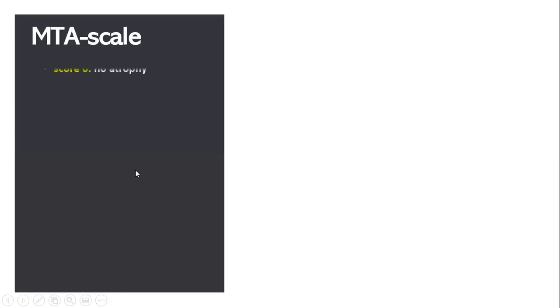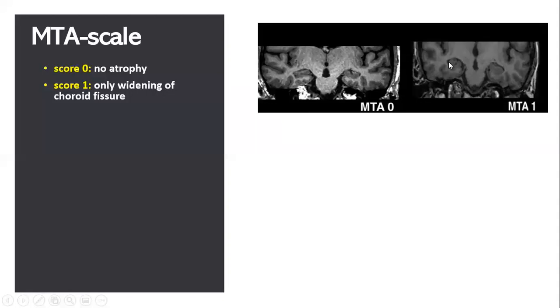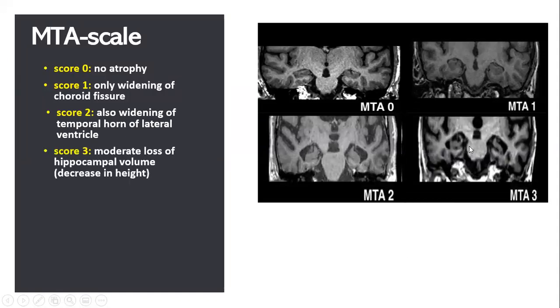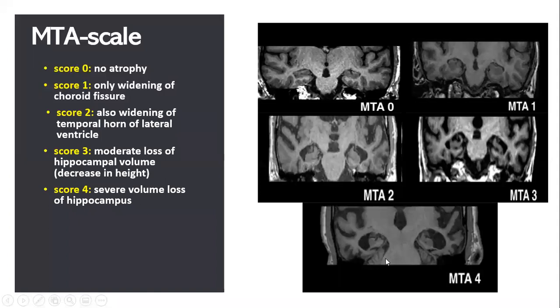We have MTA scale 0, we have no atrophy, as we see here. Score 1, only widening of the choroidal fissure. Score 2, also widening of the temporal horn of lateral ventricle. Score 3, moderate loss of hippocampal height. Score 4, severe volume loss of hippocampus. Less than 75 years, score 2 or more is abnormal.